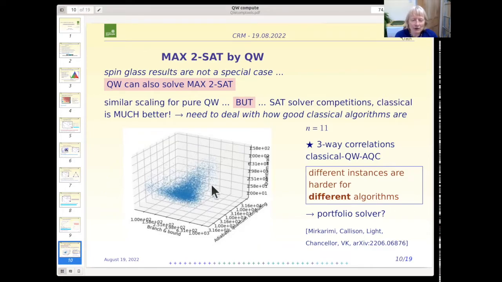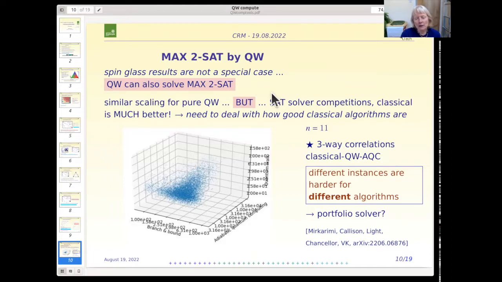But it's certainly not the shape that you would get if the hardness was exactly the same for all three methods, and it was only a question of one of them being square root faster than the other, say. So there's something more interesting going on with the range of how hard instances are for this problem. Different instances turn out to be harder or easier for different algorithms. So this is in fact one of the ways in which SAT solvers are so very good.